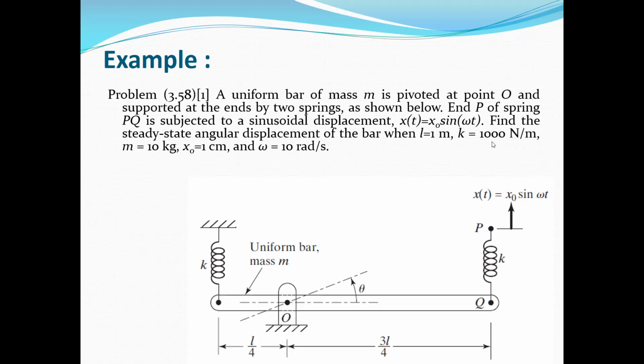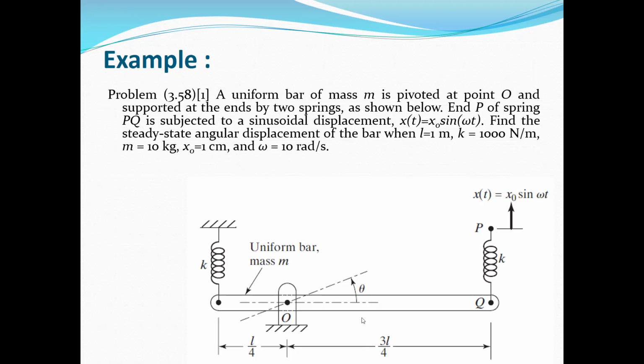k is 1000 Newton per meter, the stiffness of the spring. The mass of the bar is 10 kilogram. x naught, which is the amplitude of the displacement for point P, is 1 centimeter. And omega, the frequency of the motion for point P, is 10 radian per second.